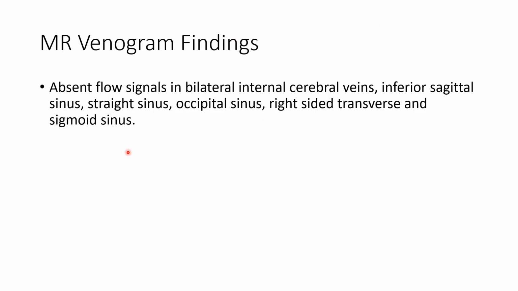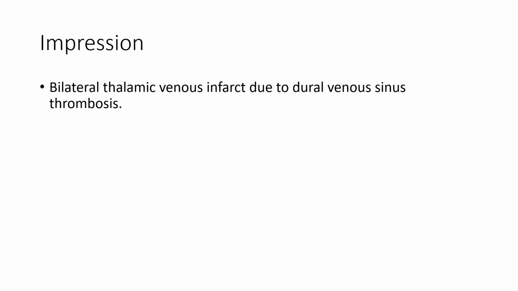MR venogram findings: absent flow signals are noted in bilateral internal cerebral veins, inferior sagittal sinus, straight sinus, occipital sinus, right-sided transverse, and sigmoid sinus. The impression is bilateral thalamic venous infarct due to dural venous sinus thrombosis.